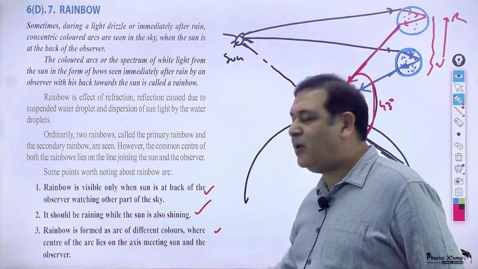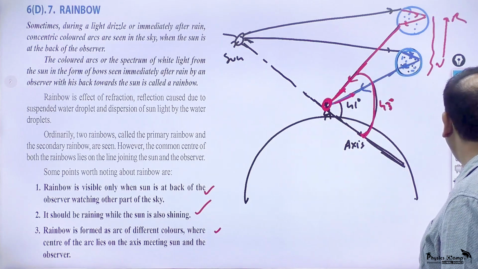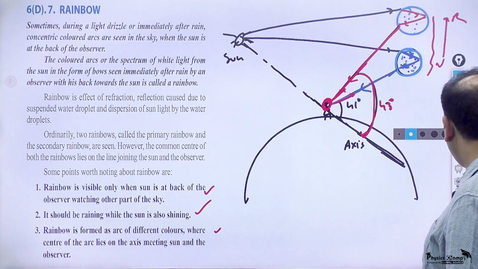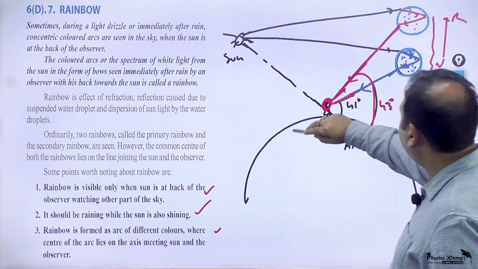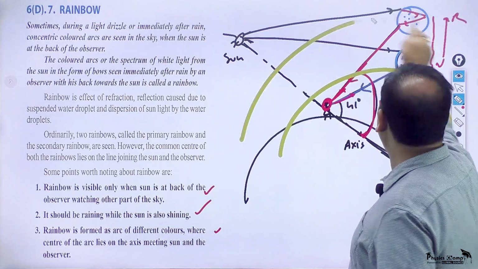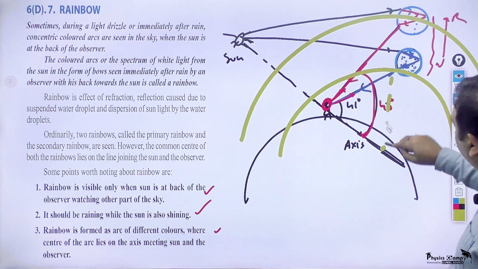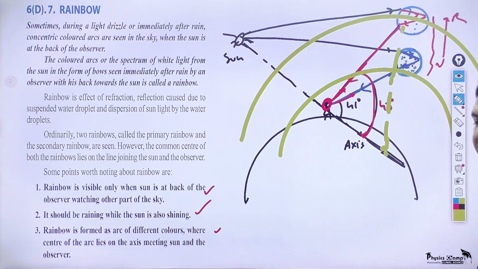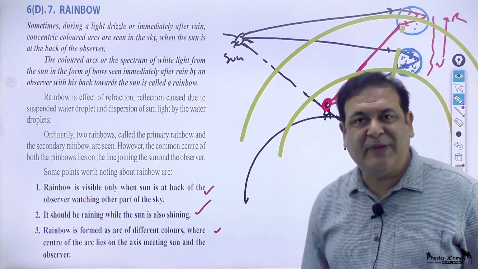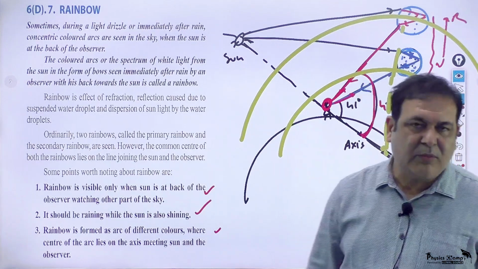sun and the observer. So where is the center of this arc? If the rainbow is in the form of an arc, I just show it like this. So where the arc center would lie, it is somewhere on the axis. So these are the important points about the rainbow. Now you can understand what are the necessary conditions for a rainbow to take place.